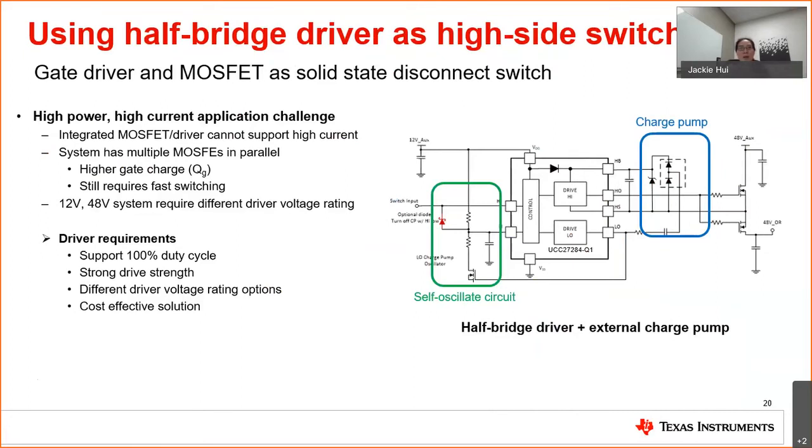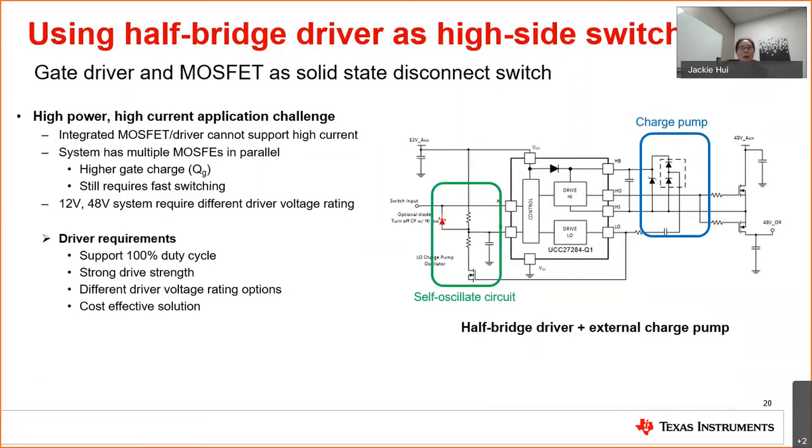As the power rating of automotive applications goes higher and higher, that means a driver that needs to support higher and higher current, or a MOSFET that needs to support higher and higher current. Because of that, some of the integrated MOSFET and driver solutions may not be appropriate to use because they have limitations on how much current they can support.